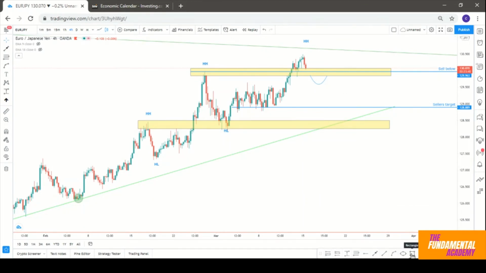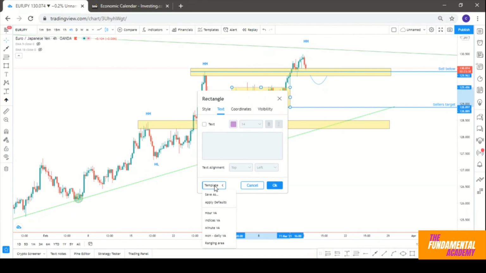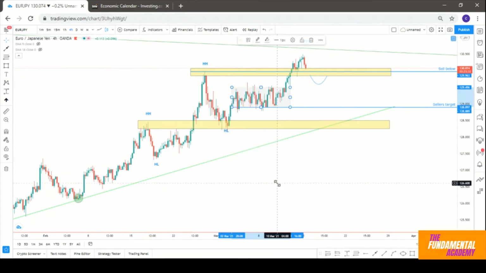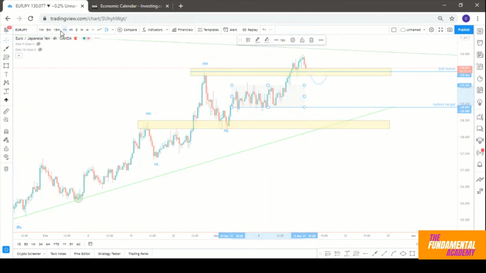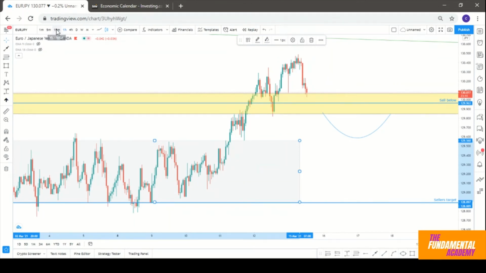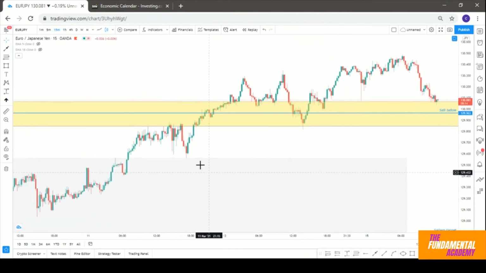1, 2, 3, 4, 5. So what I did wrong was there was a ranging area on Euro JPY. So let me just click that in. So this was a ranging area, right? And with the ranging area, we actually had a break above and a retest with these wick rejections. So if I drop down to the lower time frame, I want to show you guys something. All the way down, right?